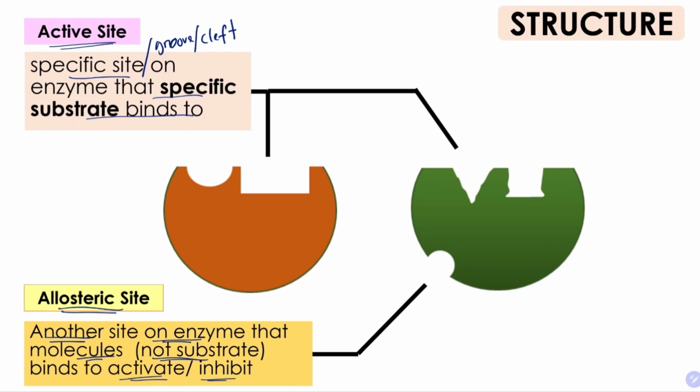inhibit the enzyme. So you must be able to differentiate which one is the active site and which one is the allosteric site. The main difference that we can see in the picture is that the active site must be larger compared to the allosteric site. The second difference is the function of the site: for the active site, substrate will bind, but for the allosteric site, other molecules that are not substrate will bind.